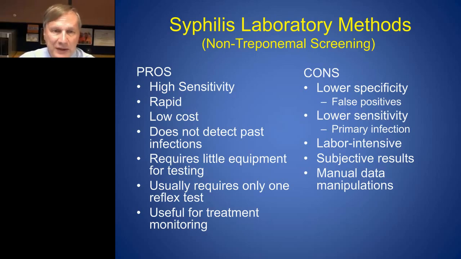They're fairly rapid, low cost, doesn't detect past infections, requires little equipment for testing, a couple rotators, covers, some pipetters, saline. Not much is really needed to run RPRs. As a matter of fact, the RPR originally was developed as a field assay. A very little card that individuals actually were running out in the field, and they would just use their hands instead of a rotator to rotate it around so that they could treat patients right on the spot.